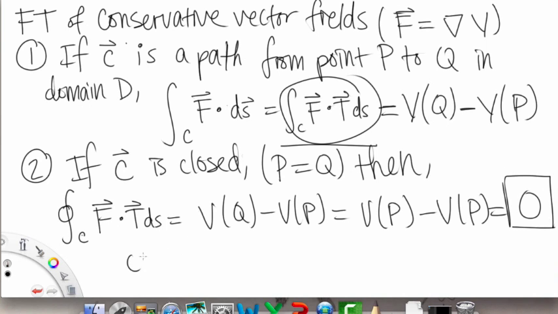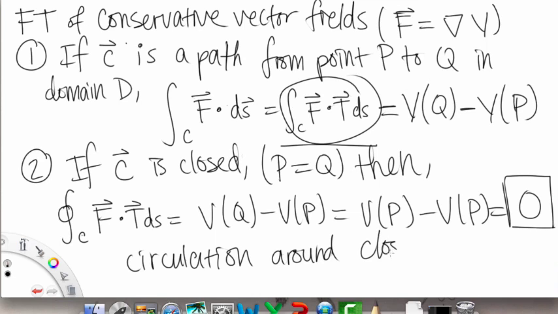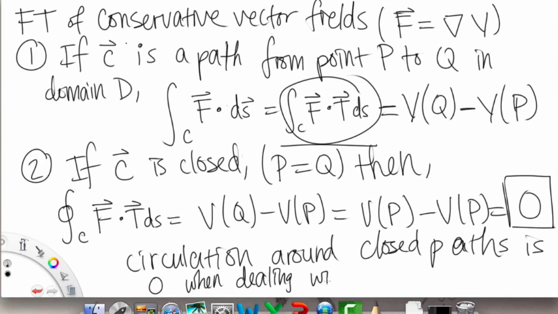So what this means is that the circulation around closed paths is 0 when dealing with conservative vector fields. Alright, so now I'm going to prove the first one, and then it kind of just naturally leads into the second one. That's like a common sense kind of thing.